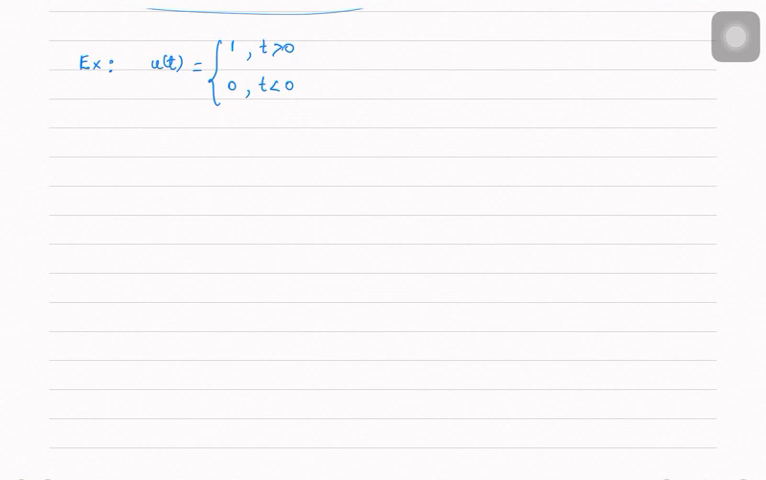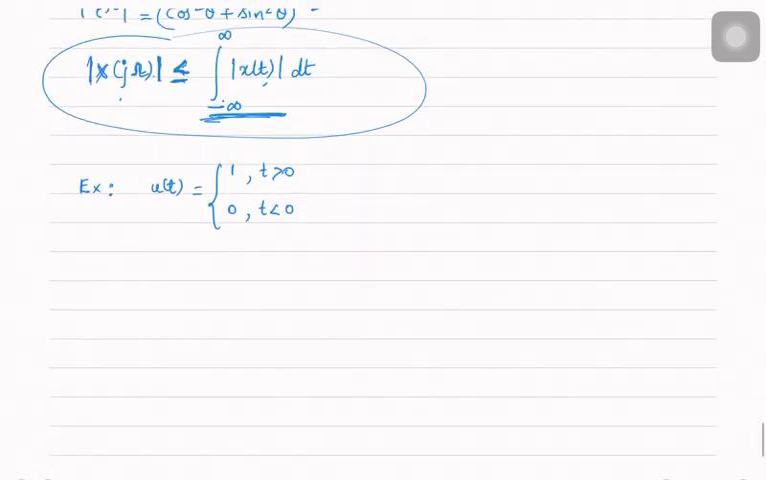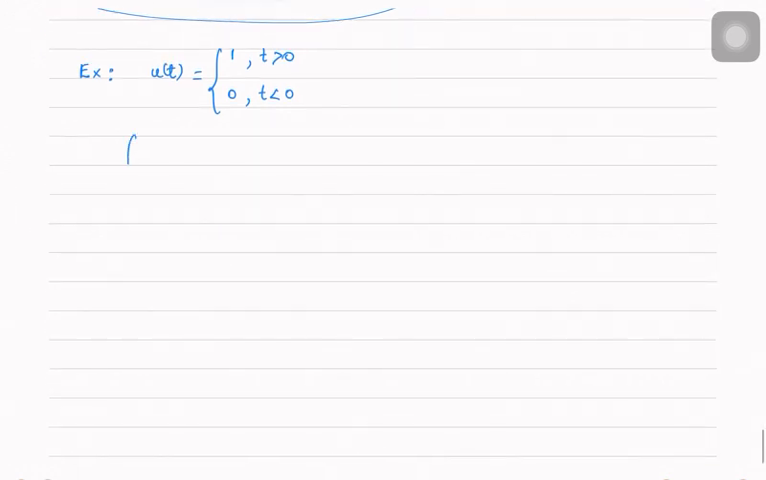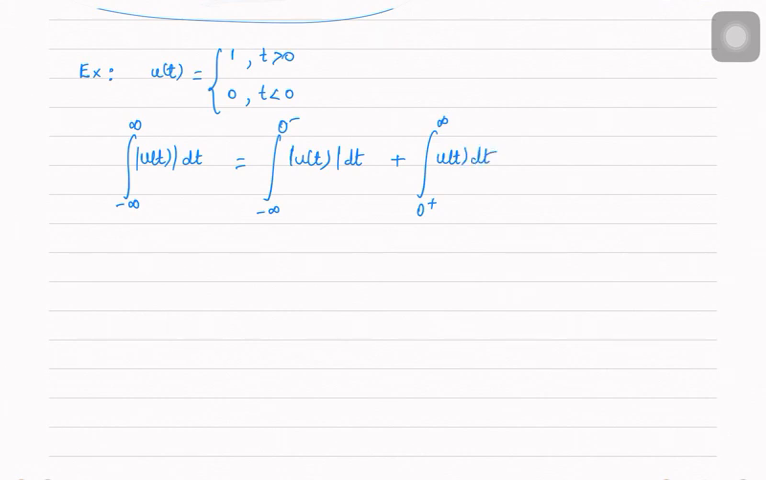Now if I take the condition for existence, let's calculate the integral of mod of x of t dt for this, where x of t is equal to u of t. It is 0 for t less than 0. If you split this, it is the integral from minus infinity to 0 minus of mod u of t dt plus the integral from 0 plus to infinity of u of t dt. The mod doesn't matter because u of t is a positive function. It is 1 or 0.